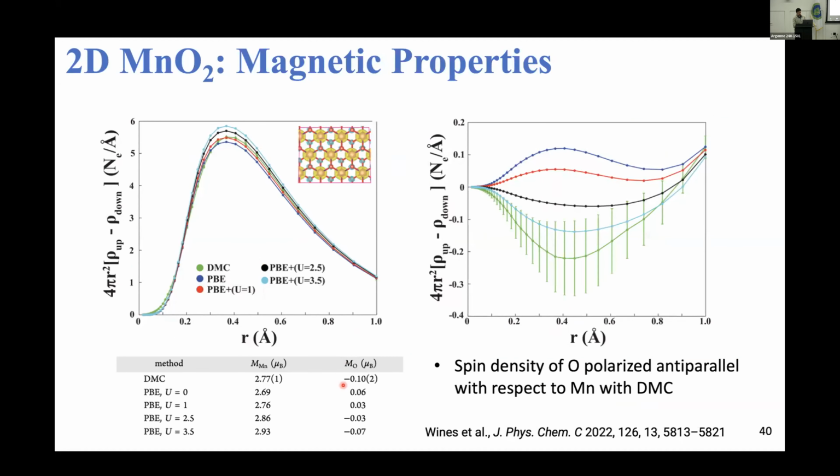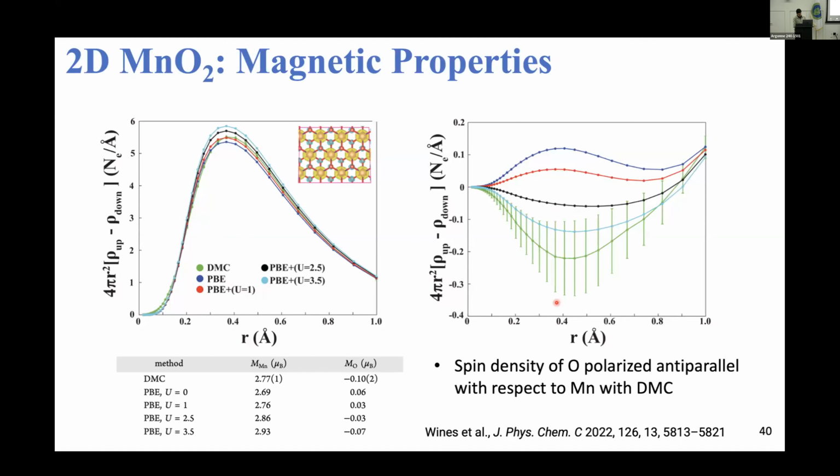One interesting thing that we looked at was, again, the spin density using the QDens tool. We found that on the oxygen atoms, the spin density is polarized anti-parallel with respect to manganese. This is an effect that is only captured in DMC and also DFT plus U. Without the U correction, this is not captured at all.